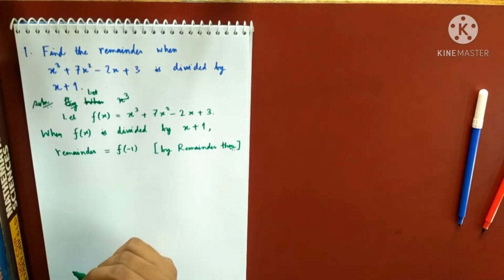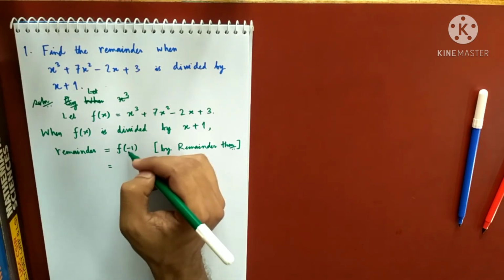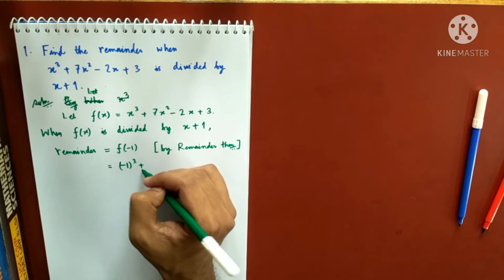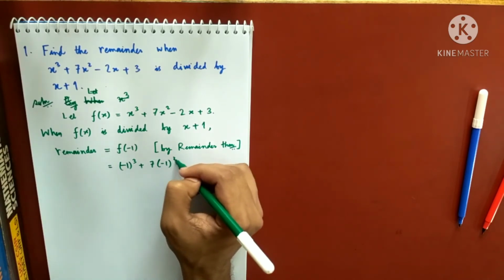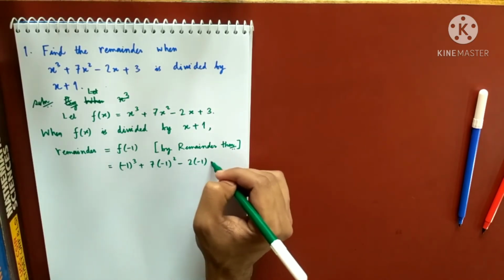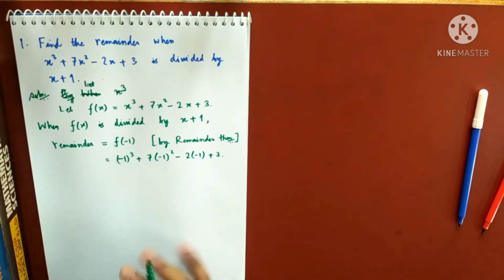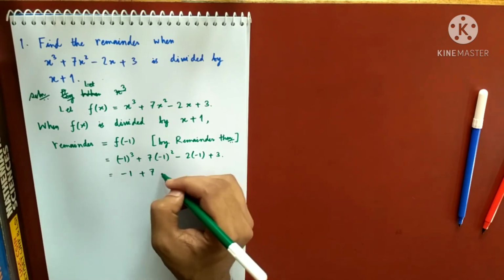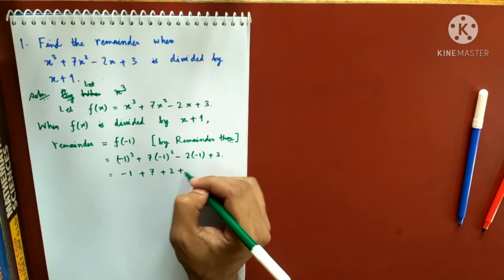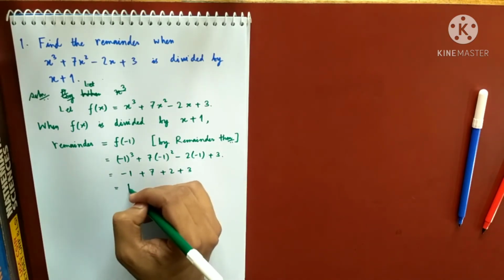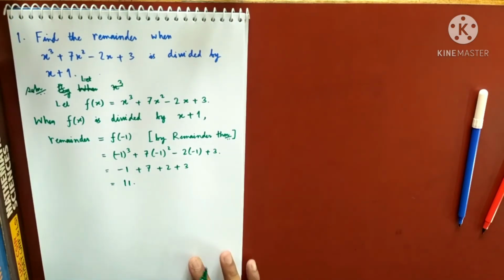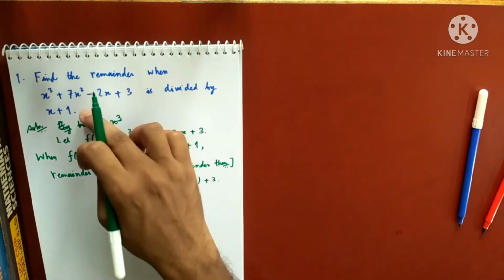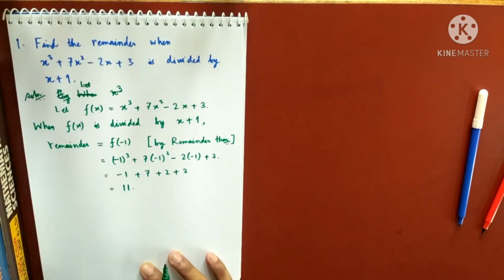So what is f(-1)? Just put minus 1 in place of x. So (-1) cubed plus 7 times (-1) squared minus 2 times (-1) plus 3. Just evaluate this. Some calculations to do. Minus 1 plus 7 plus 2 plus 3. 11, no? So the remainder is 11. And when this polynomial is divided by x plus 1, the remainder is going to be 11.